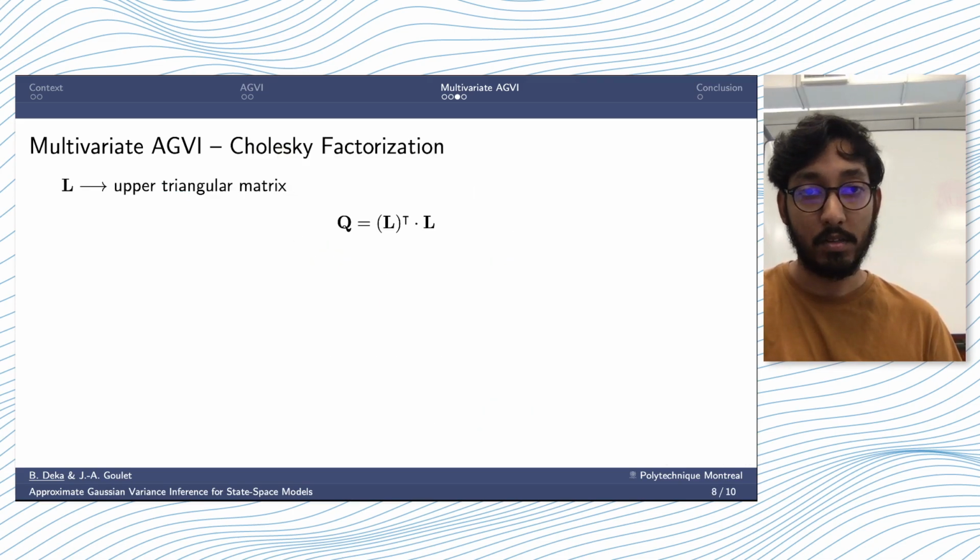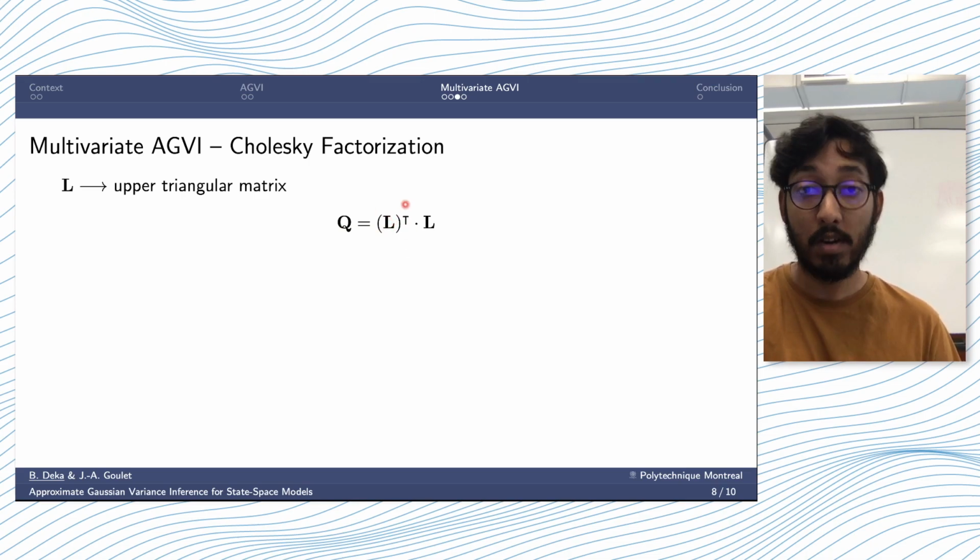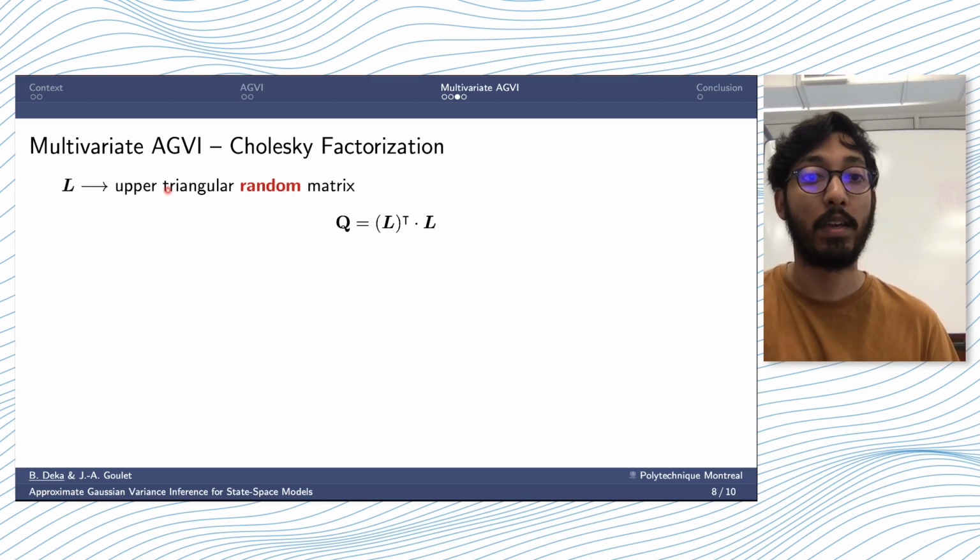In Cholesky factorization, this is normally the formulation where Q matrix will be obtained using, for example, an upper triangular matrix. We do the transpose and then multiply with the same upper triangular matrix. And this is the operation which is the Cholesky factorization. And this helps to keep the Q matrix PSD. In our case, since Q itself has all the variance and covariance terms as random variables, the L in our case will also be an upper triangular random matrix because all the elements will also be random variables.